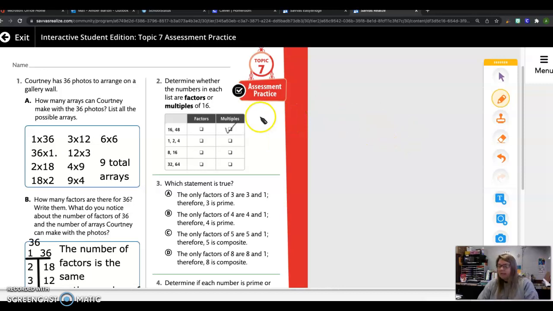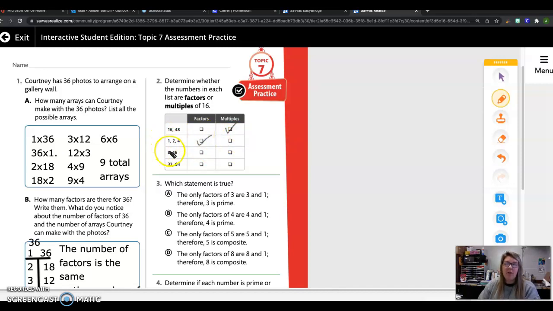Okay? Let's look at this next little set right here. We have 1, 2, and 4. Can we multiply 1 times something to get to 16? Yes, we can multiply 1 times 16 to get to 16. What about 2? Can you multiply 2 times anything to get to 16? 8, yes. What about 4? Yes, 4 times 4. So we know that 1, 2, and 4 are what? Factors or multiples? Factors of 16.